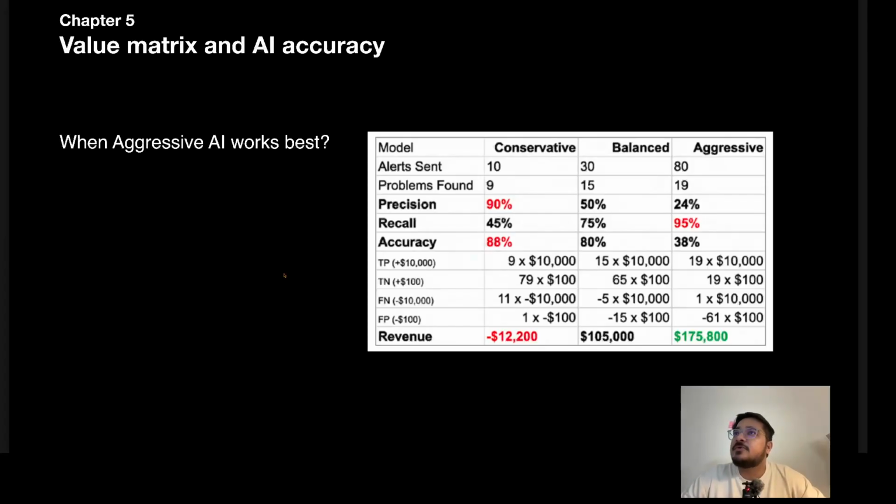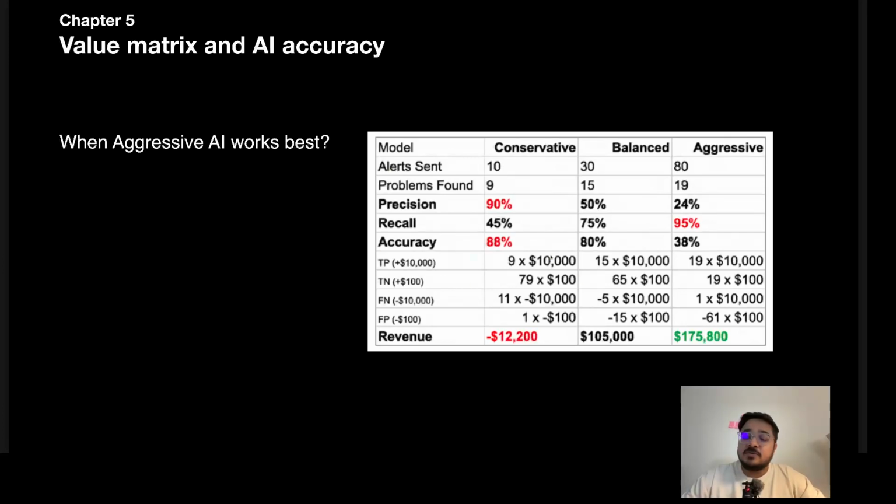So every time when you are talking about value metrics and AI accuracy, you have to understand what the incentives are for you. If you get enough incentives, then you can actually discuss based on that which AI would be the best for your use case. And there will be an exercise of doing that.